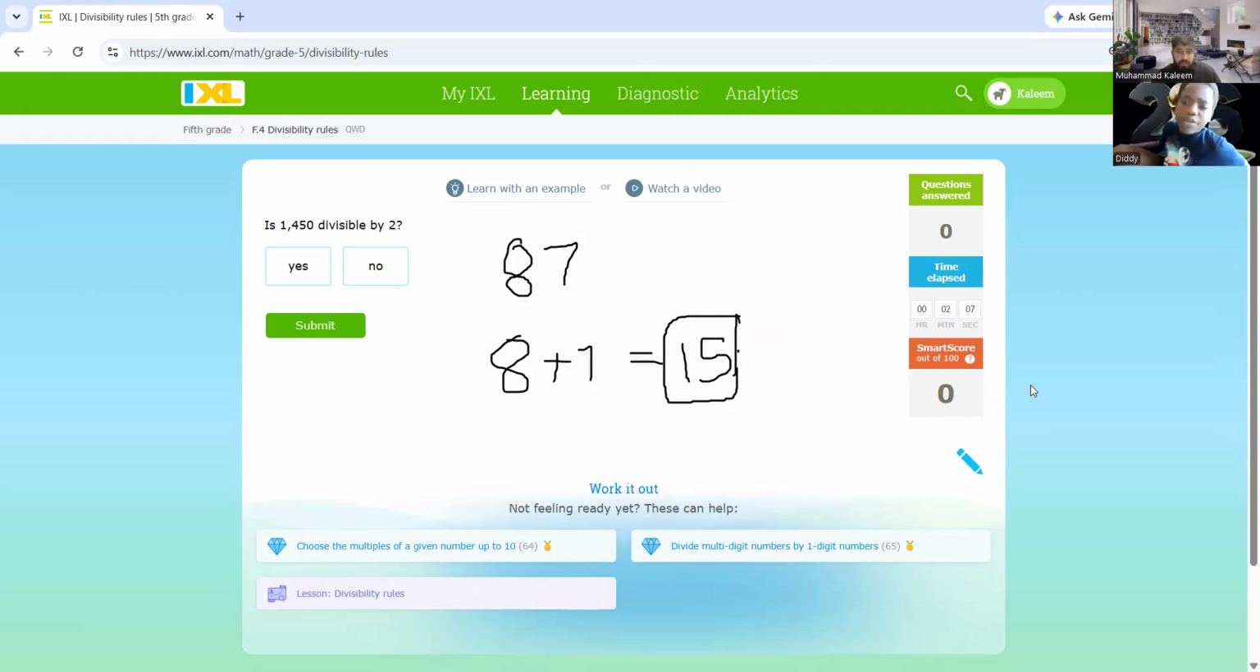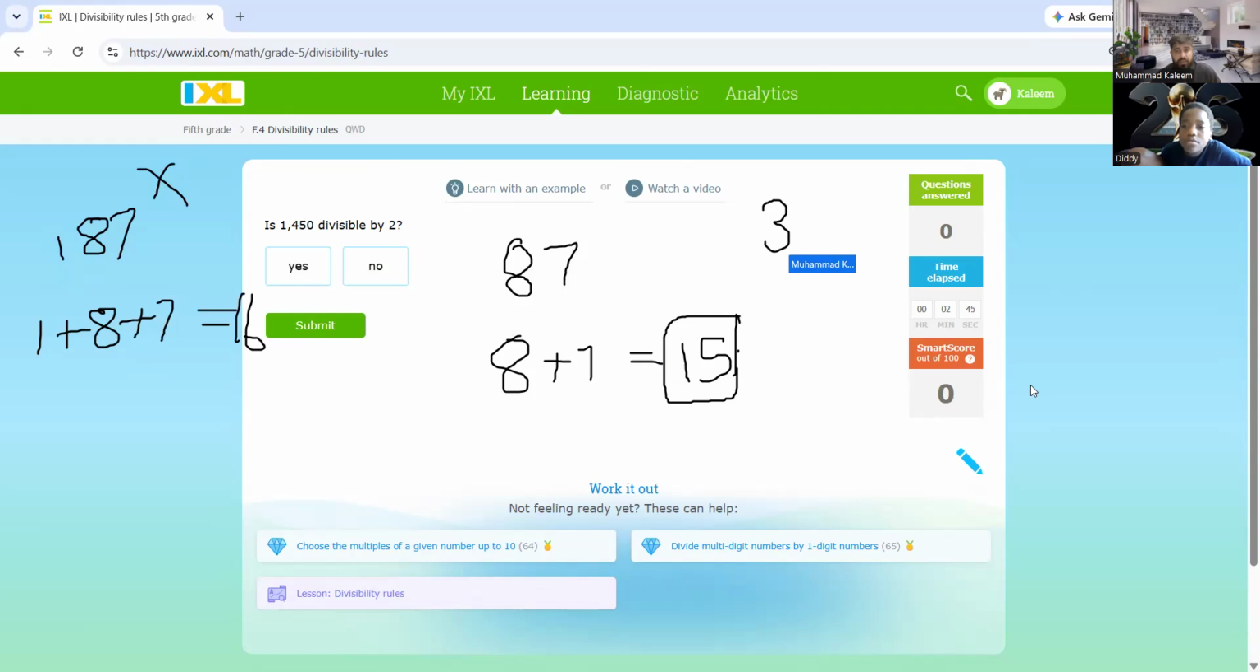What if it's a number with three or more digits? Even in that case, let's suppose we have 187. I'm pretty sure it's not divisible by 3. Why? Because the sum of the digits of this number is 16, and 16 is not a multiple of 3. So this will not be completely divisible by 3. 3 will not be a factor of it. But on the other hand, let's suppose we have 317. Let's suppose this is the number.